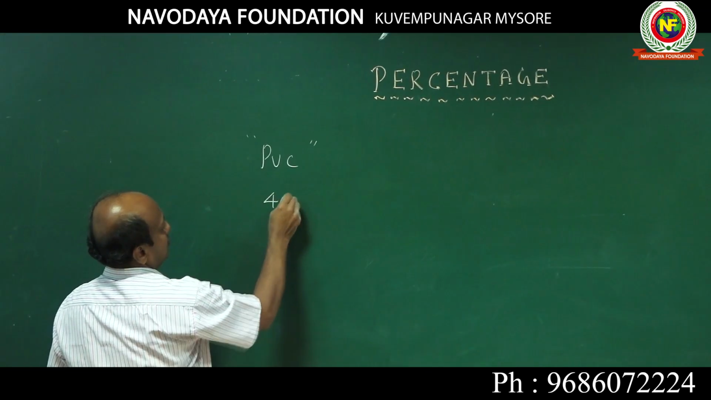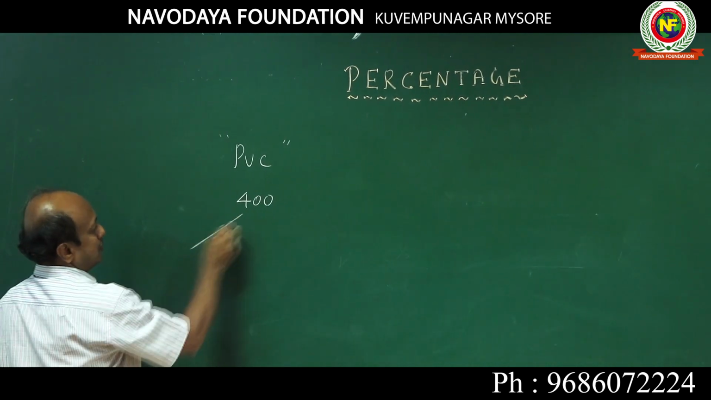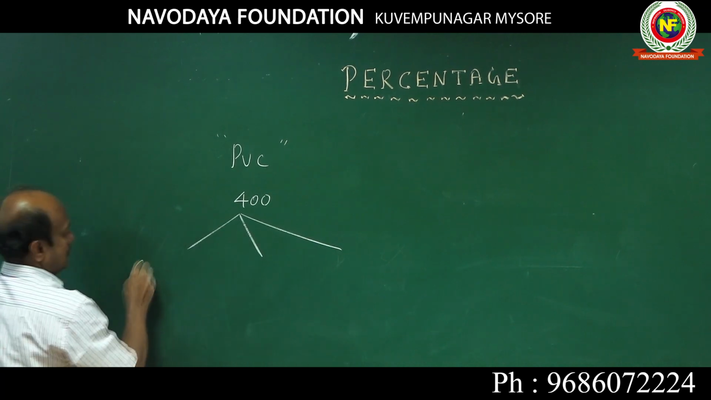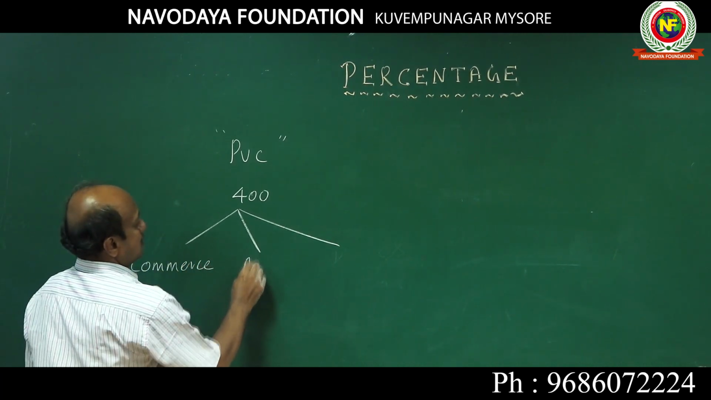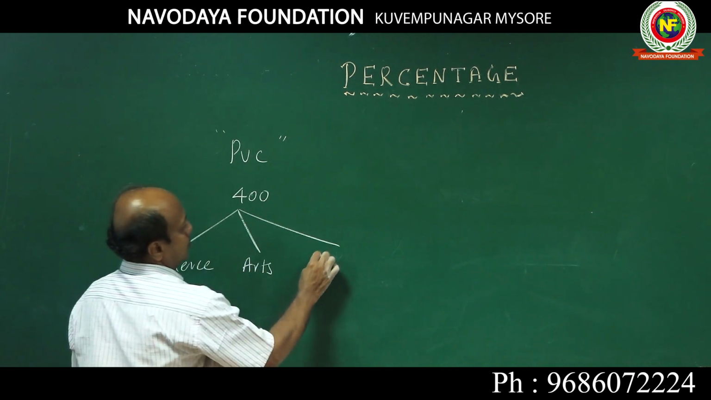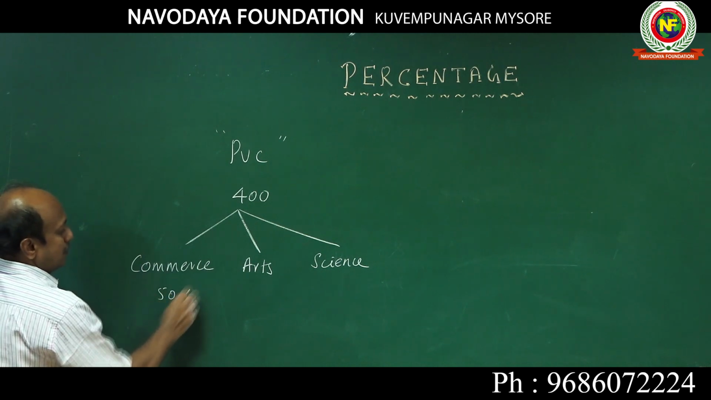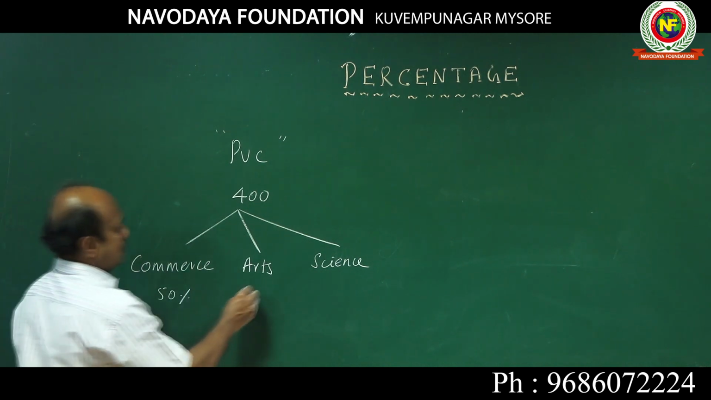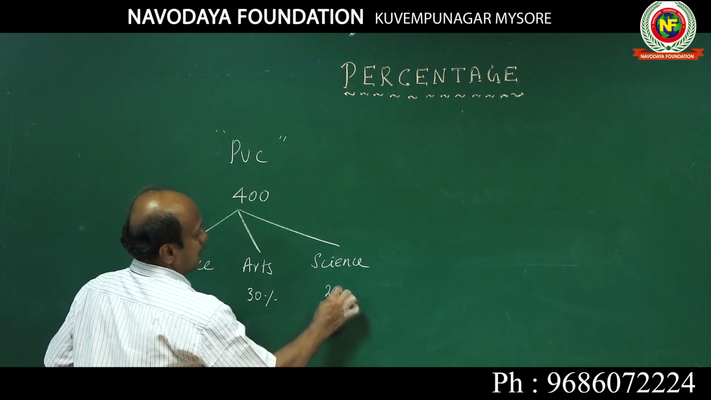There are 400 students. There are three different streams: commerce, arts group and science group. In commerce, 50% of the students; in arts group, 30%; in science group, 20%.